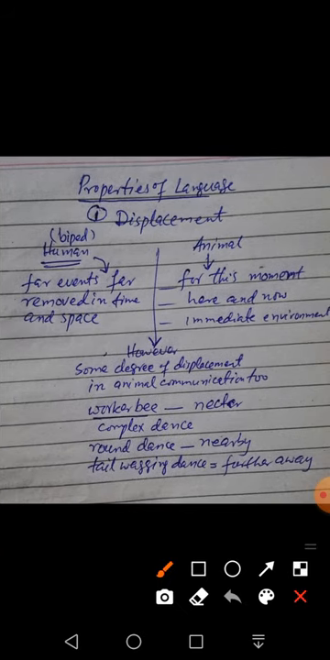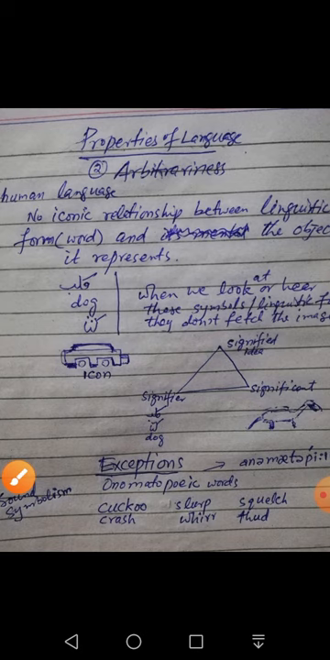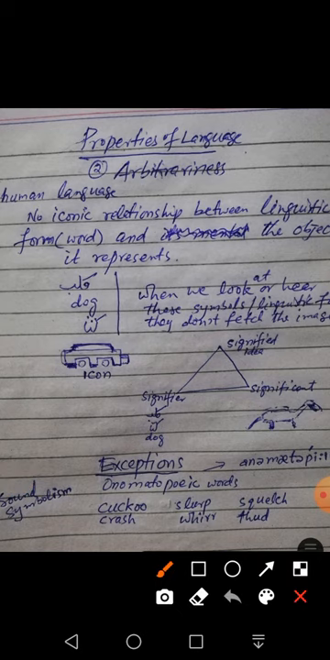So the property of human language which enables us to talk about future as well as past events or objects is known as displacement, and this is a unique or core feature. Next we have another property, arbitrariness. Arbitrariness is the idea that human language is not iconic.